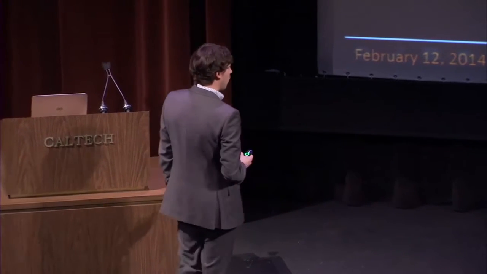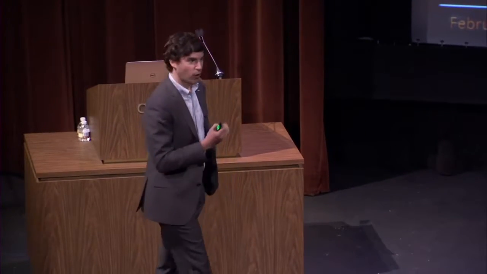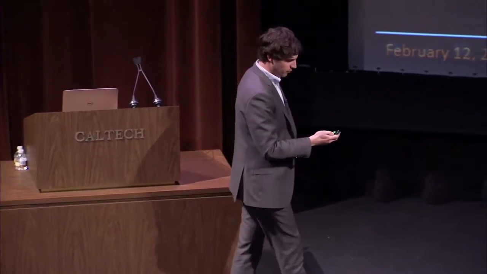Theodor von Karman was a Hungarian-American aerospace engineer who came to the States, came to Caltech in 1930 to become the first director of my department, and also one of the founding fathers of JPL. And he once said, "Scientists study the world as it is, engineers create the world that has never been." Tonight we're going to be scientists and engineers. In fact, here at Caltech, it's a little difficult to differentiate between these two species. We're all engineers and scientists at the same time. And we're going to create new materials, and we're going to understand the way materials behave.